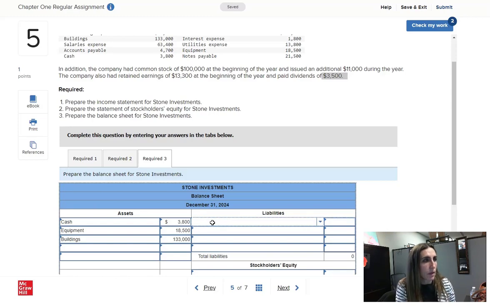My payables go in the liability section. It says I have an accounts payable.